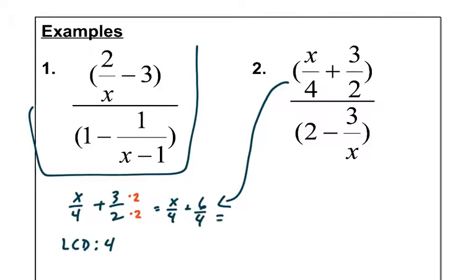Okay, so we got our common denominator, we're good to go. And on top, we just have x plus 6. That's all we can do with it. Cool. How about this one over here?